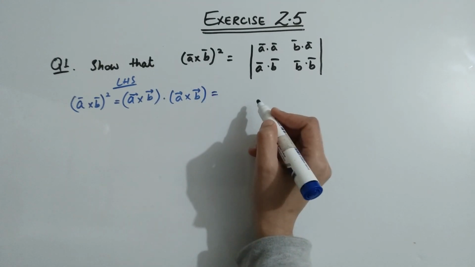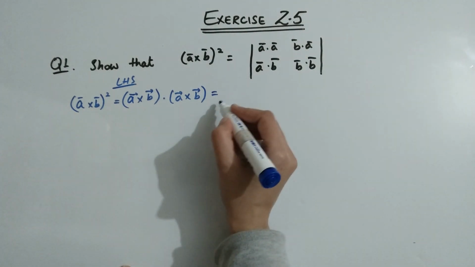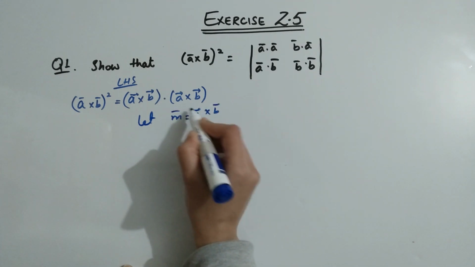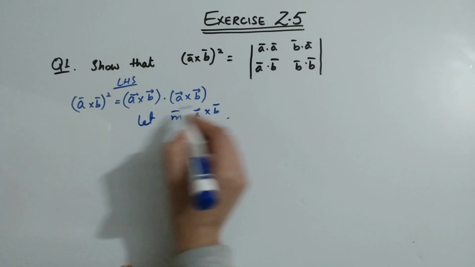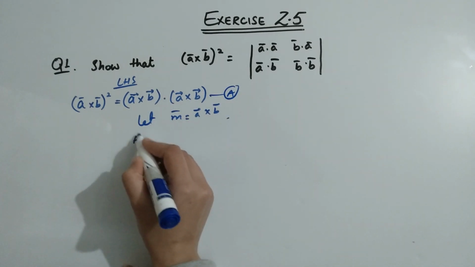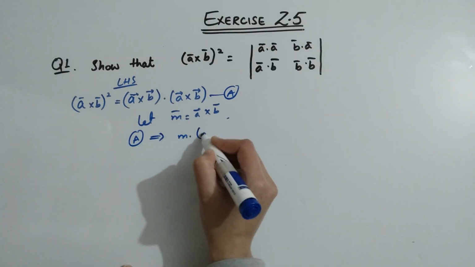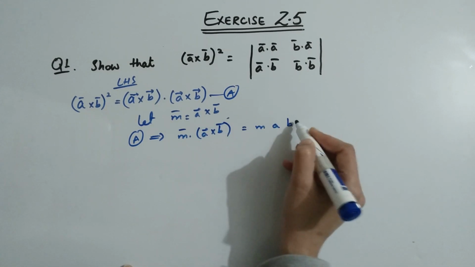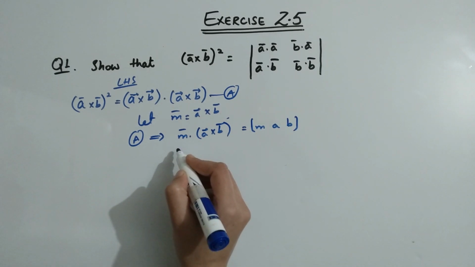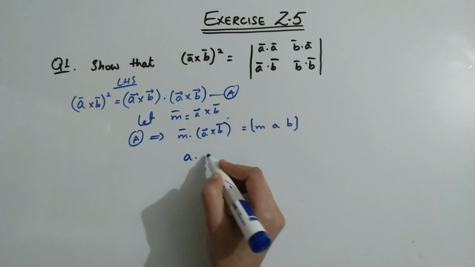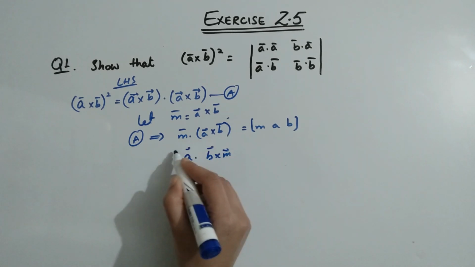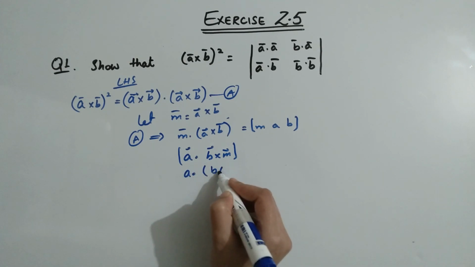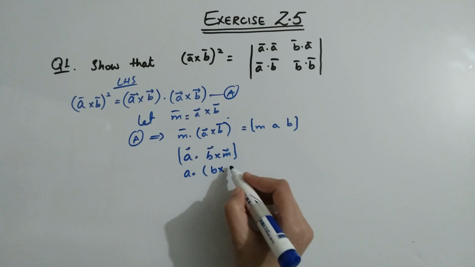Now to solve this, let a cross b equal to m. Let m equal a cross b, a new vector formed by the cross product of these two vectors. So this identity can be written as m dot (a cross b), or you can also write it as [m a b], right? Or a dot (b cross m), you can also write it like this. Now in a dot b cross, what is m? M is a cross b.